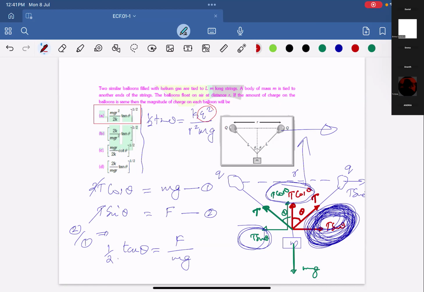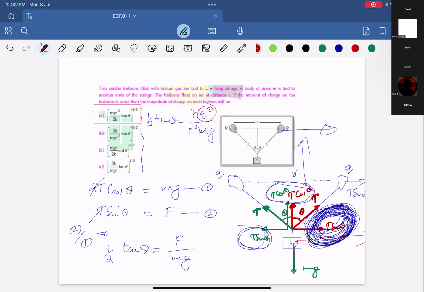Then in the x direction, how would you write it? In the x direction, the force is T sin theta. Look at this blue circled one, this shaded one, T sin theta. That T sin theta was caused by what? That T sin theta was caused by electrostatic force. Correct. T sin theta is to the right. The rightward force comes out of the electrostatic force, right? So I can say T sin theta is equal to F.